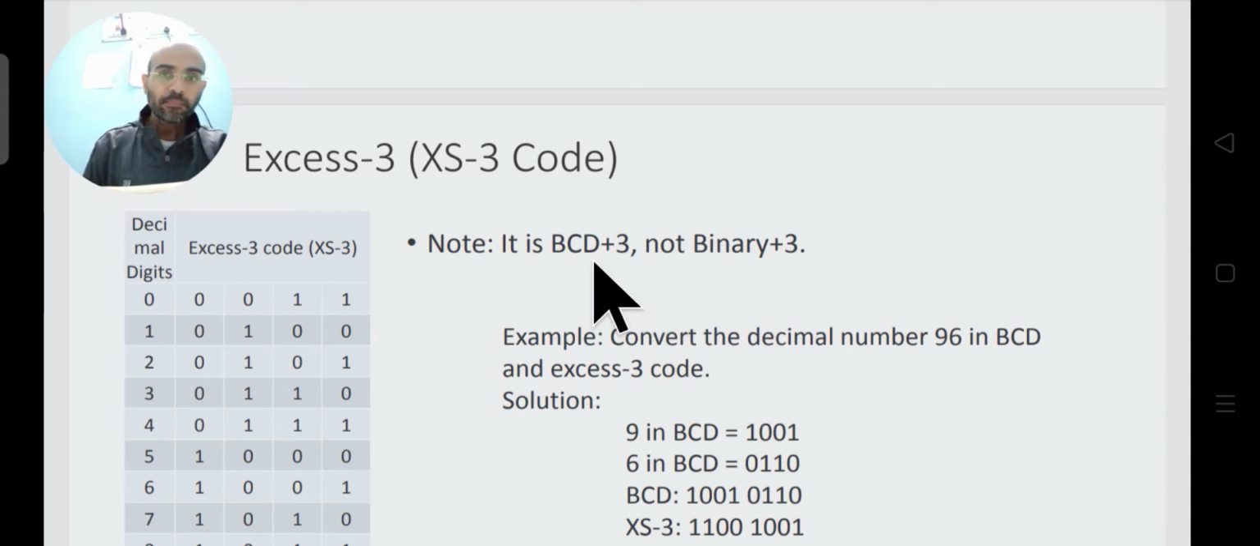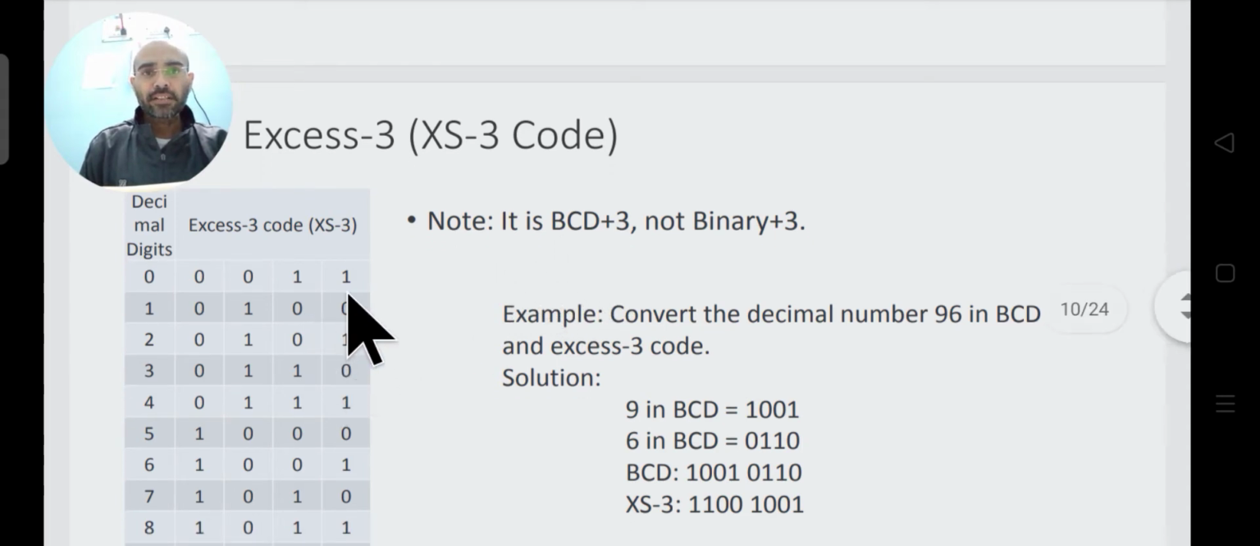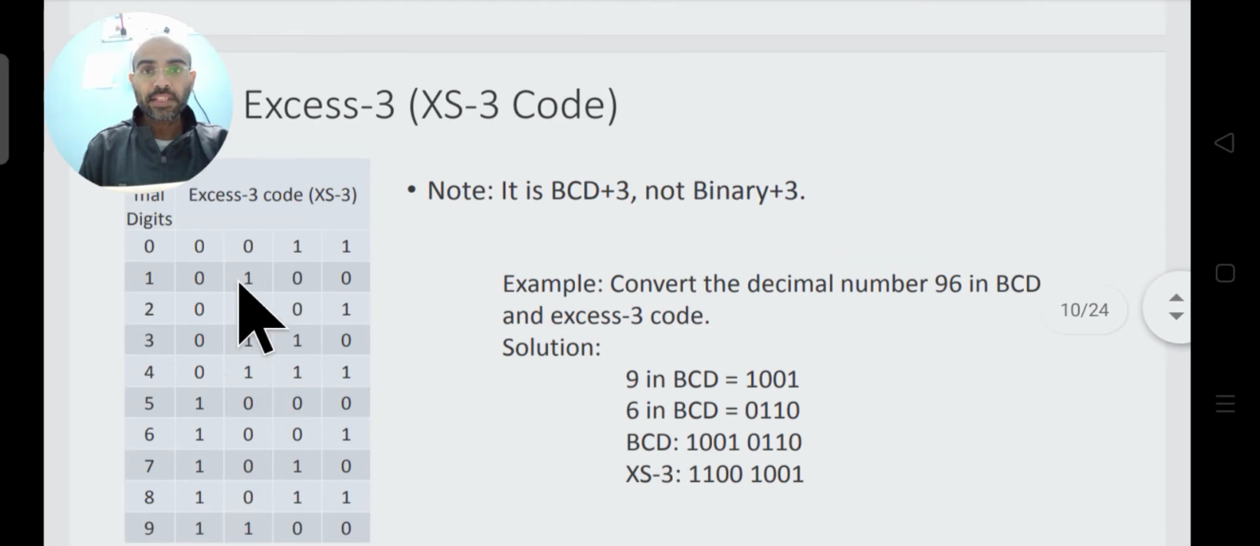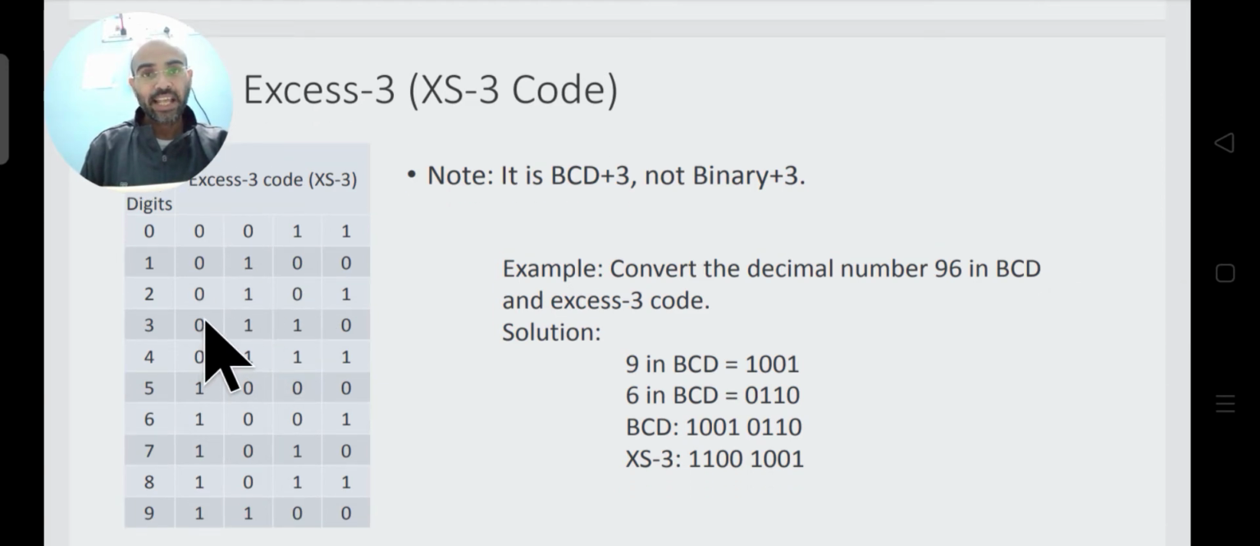So let us first write the basic symbols from 0 to 9, how to represent the decimal digits from 0 to 9 in excess-3. So let us see that first. The excess-3 equivalent of decimal digit 0 will be how much? It is BCD plus 3. So BCD is 0000, and if we add 3 to it, it will be 0000 plus 0011. So the answer will be 0011. So 3 more is added.